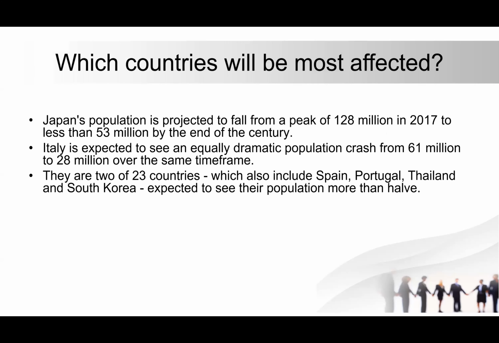Which countries will be most affected? Japan's population is projected to fall from a peak of 128 million in 2017 to less than 53 million by the end of the century. Italy is expected to see an equally dramatic population crash from 61 million to 28 million over the same time frame. They are two of 23 countries, which also include Spain, Portugal, Thailand, and South Korea, expected to see their population more than halve.